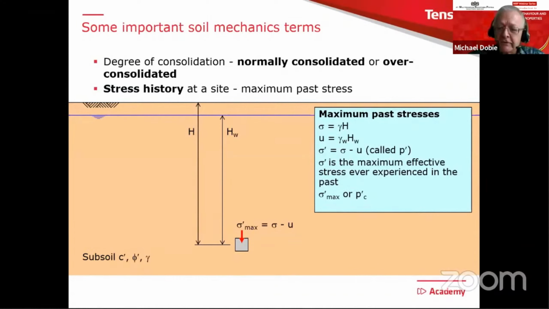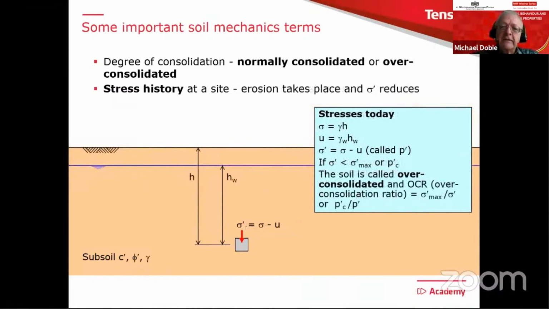So time goes on, and through some geological process, the ground level drops. Material is eroded away until we get to today. And if this is the situation today, then the vertical stress on our sample has become smaller. And there's a rather important ratio between that maximum value in the past and today's value, which we call the over-consolidation ratio, which is simply the ratio of those two values. And this is a very important thing to know about when you look at soils, whether they're soft soils or other types of soil. This is something important to understand.